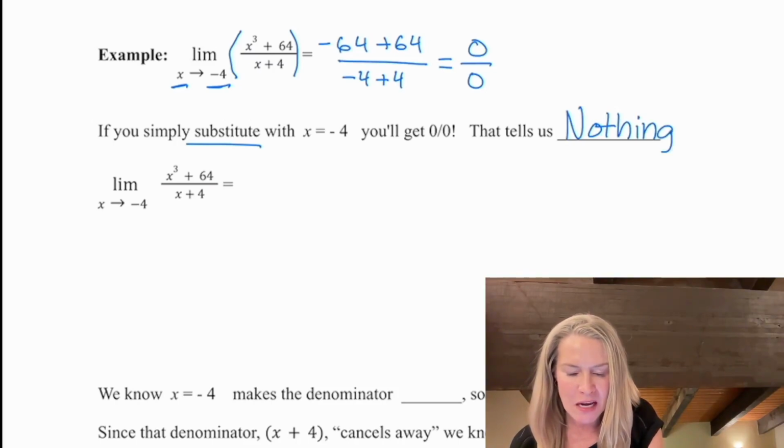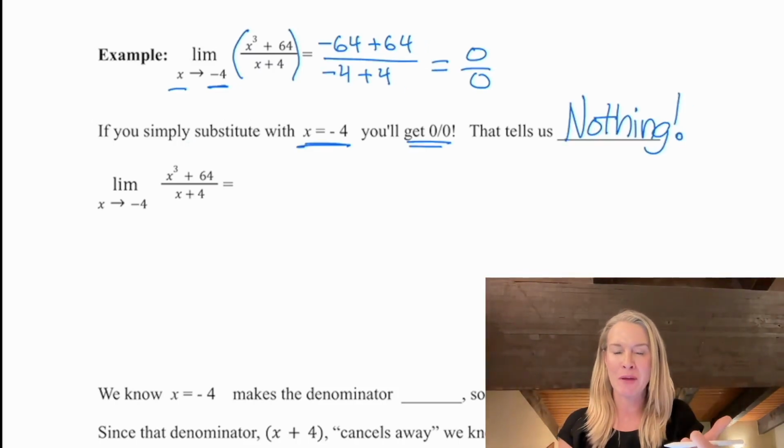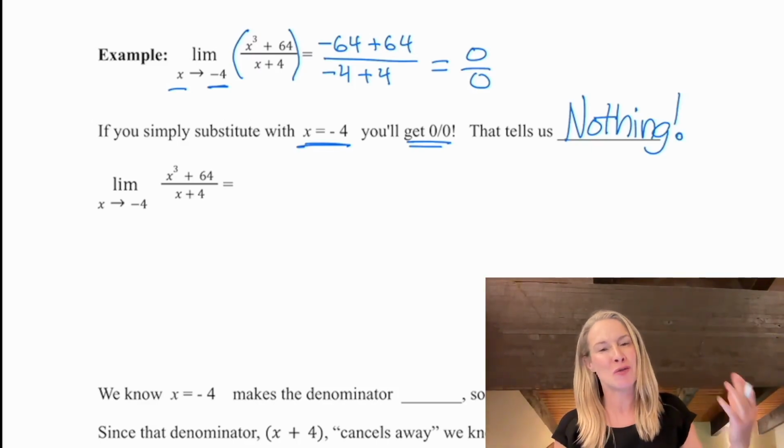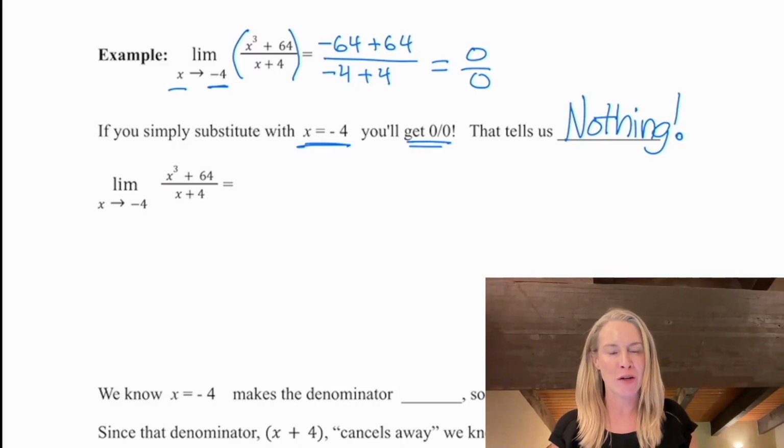What indeterminate means is it tells us nothing. We have determined nothing. We don't have a limit. We don't know if the limit exists or not. We need to keep going. We need to try another technique. So we're going to work on factoring.